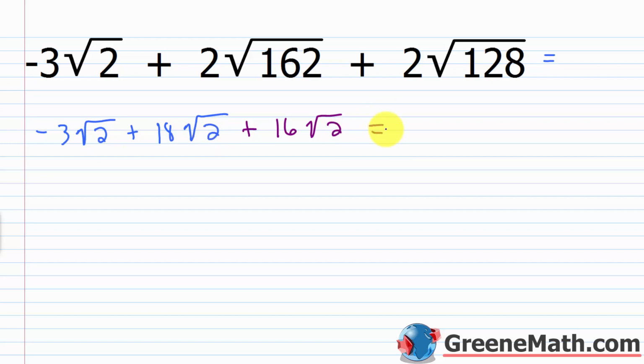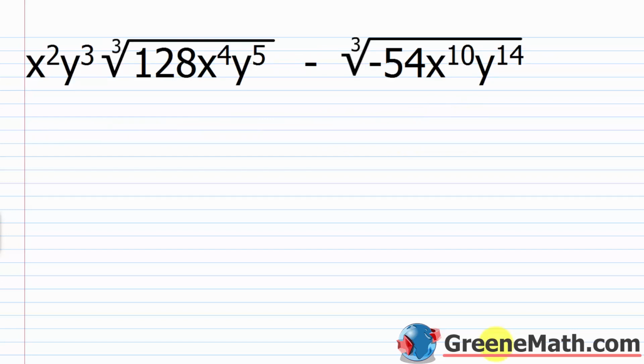So all I'm going to do is just combine the numbers that are multiplying that common radical. So negative 3 plus 18 is going to be 15. 15 plus 16 is going to give me 31. So this is 31 multiplied by the square root of 2. All right, let's look at one that's a little bit more challenging.